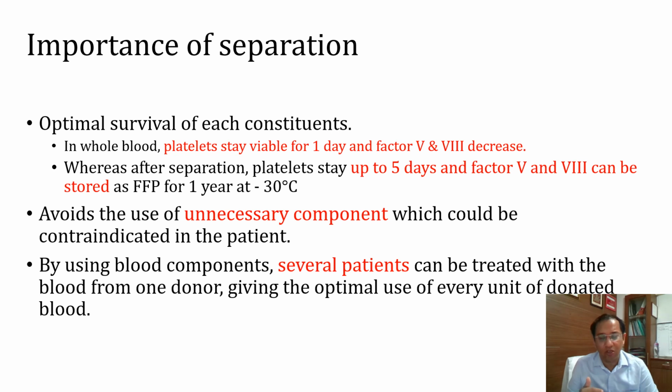Secondly, it avoids the use of unnecessary components which could be contraindicated in the patient. For example, if the hemoglobin is low, you give packed red cells. If your PT/INR is raised, you give FFP and not vice versa. Third point is that by using blood components, several patients can be treated with the blood from one donor. If one patient requires red cells, they can be given from the same donor who has given whole blood, and from his whole blood you can make packed red cells, platelets, and plasma.